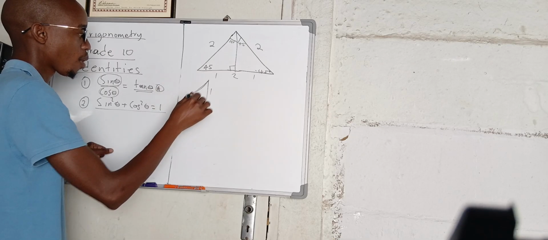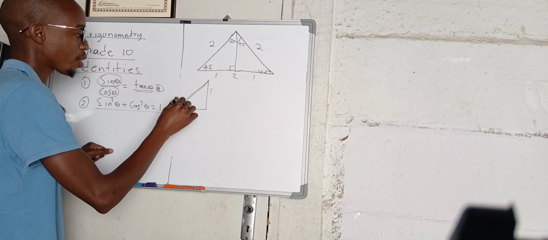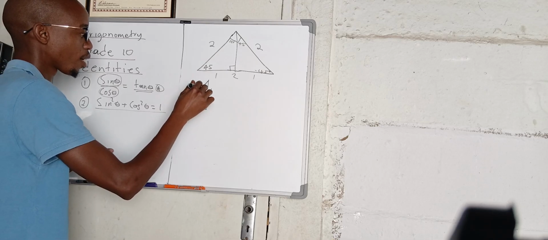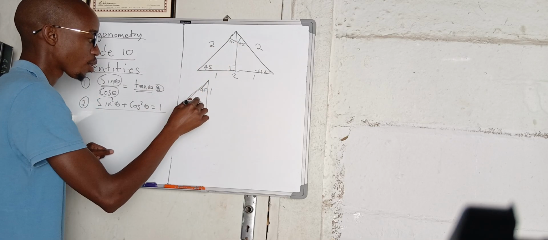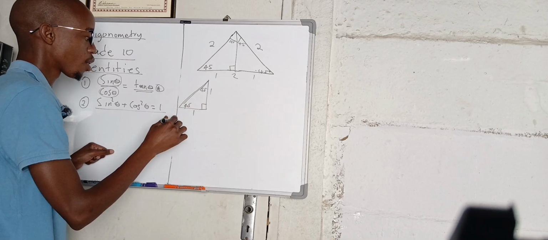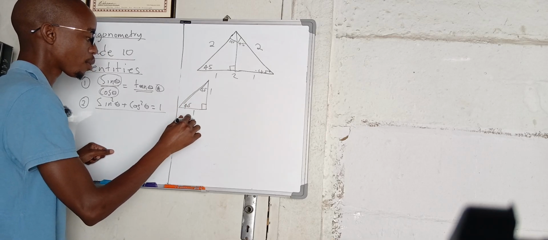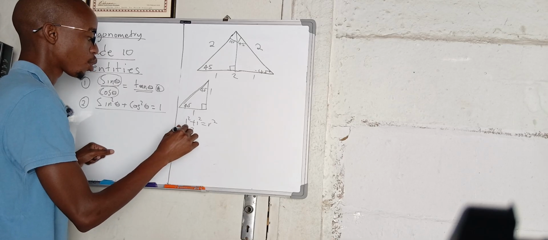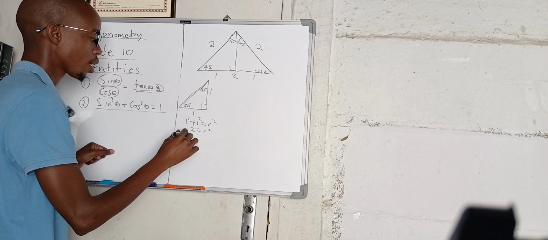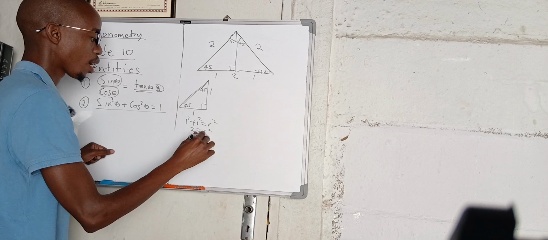So I'm going to have 1 and 1. Why? Because I have 45 here. I have 45 here. Mind not these values. So I'm going to look for my hypotenuse since, well, this is a 90 degrees. So as you can see, it's going to be 1 squared plus 1 squared equal to r squared. And then 2 is going to be r squared. Square root of 2 is going to be r.